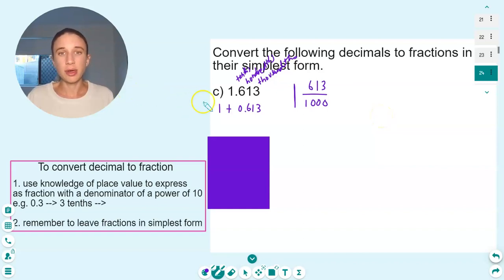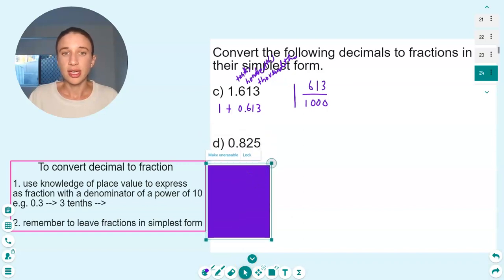If you see a number 1 point something, you know that is your big number and you can break it up if you need to. Let's check out this one.